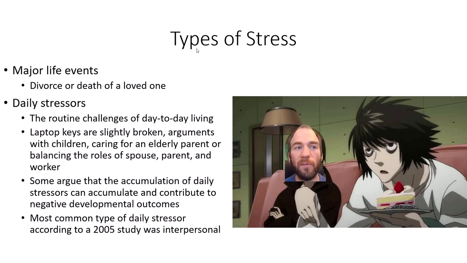And then we have those major life events: divorce and death of a loved one. But it's also important to keep in mind the age when the stress happens, and we'll talk about different interpretations of stress. It's different to lose your spouse at 20 years old versus 100 years old. And then we have daily stressors, which can be a little more mundane, but also less mundane. So caring for an elderly parent, for example, and balancing the roles of parent, spouse, and worker can be quite difficult. And again, the idea here is the accumulation of those stressors contributing to negative developmental outcomes.